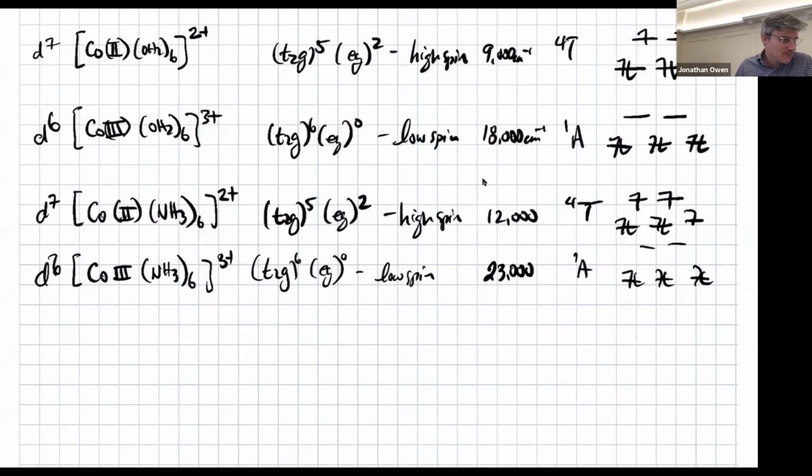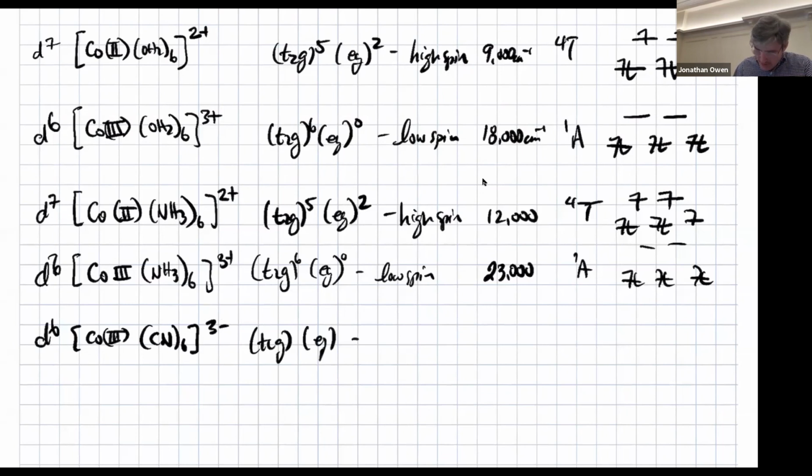All right, so let's do another one here. We're going to take a look at cobalt-3 hexacyanide. We're back in 3- territory. D6. Anybody want to guess? High spin or low spin?